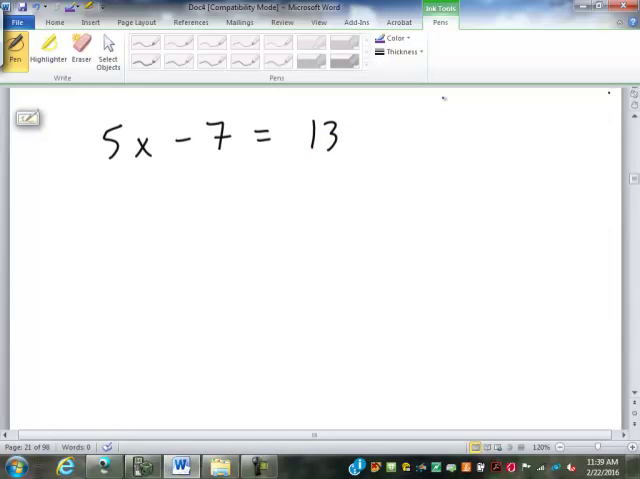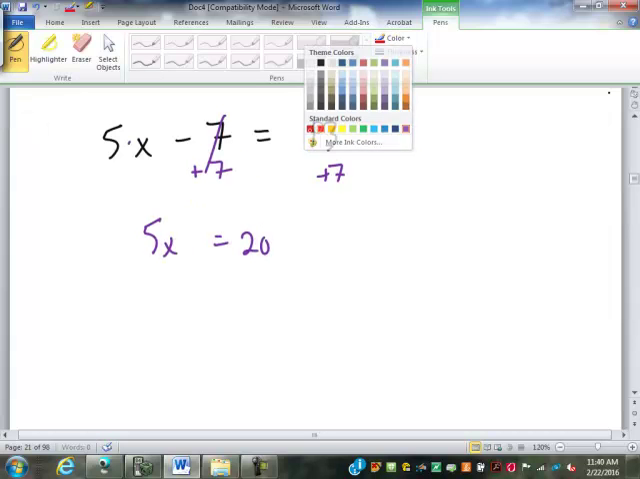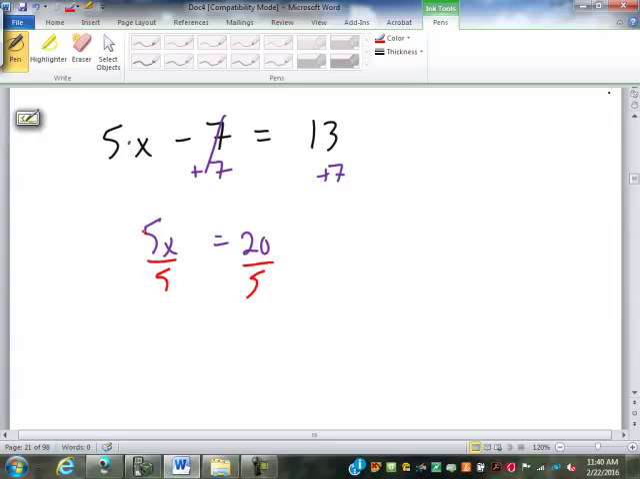remember the key to solving an equation is to figure out how it was put together, how it was built, and then take it back apart. So in this equation here, the variable was multiplied by 5 and then 7 was subtracted from it. So we're going to add 7 to get 5x equals 20 and then divide by 5 to get x equals 4. Now again, hopefully that's getting to be pretty much second nature for you guys.